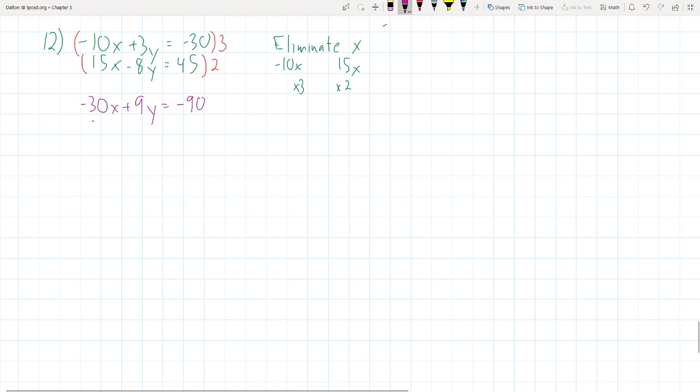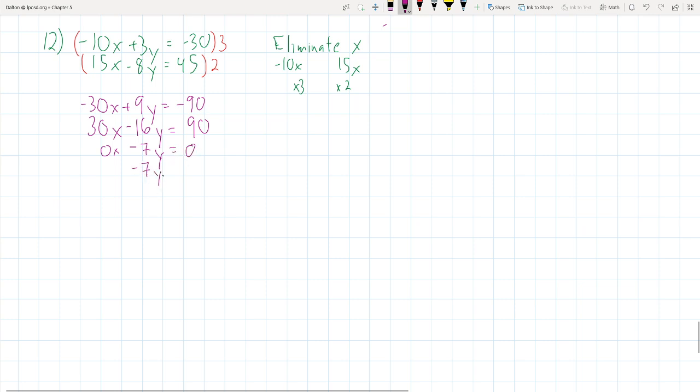Then do the bottom row. 2 times 15 is 30x. 2 times negative 8 is negative 16y. 2 times 45 is 90. So I get 0x minus 7y equals 0.